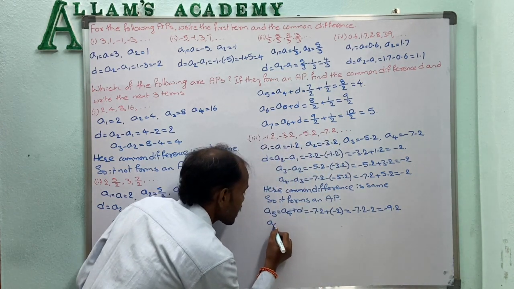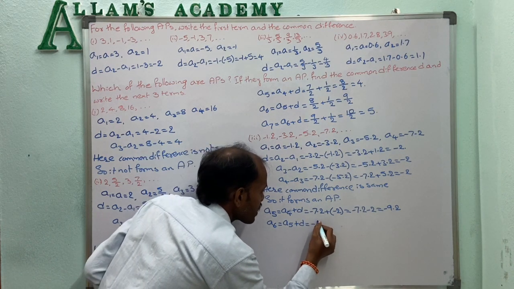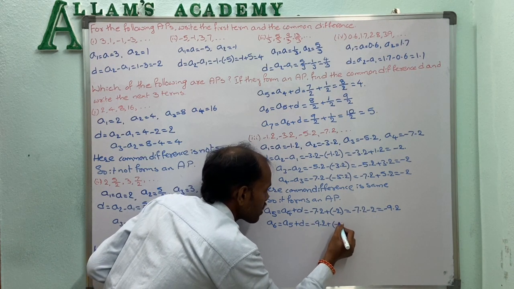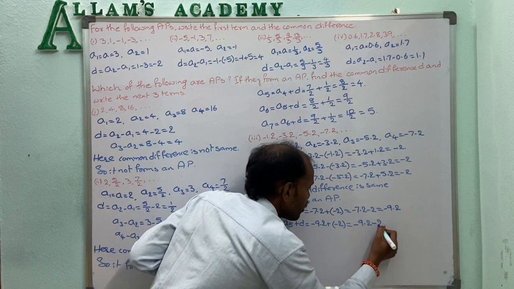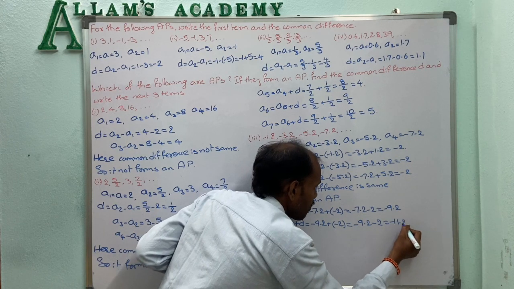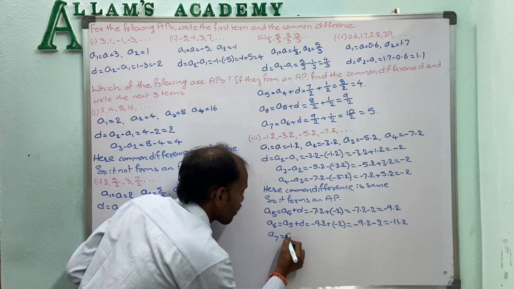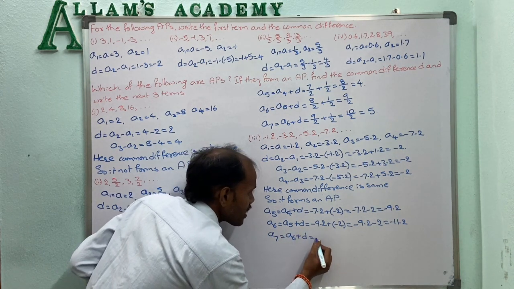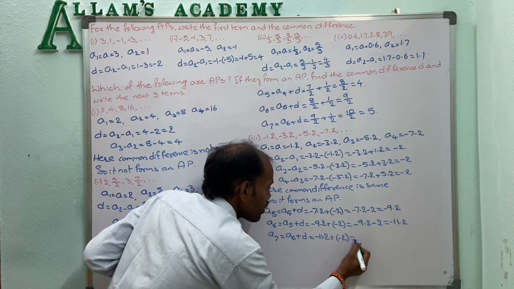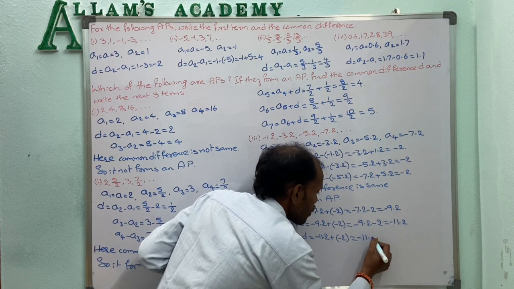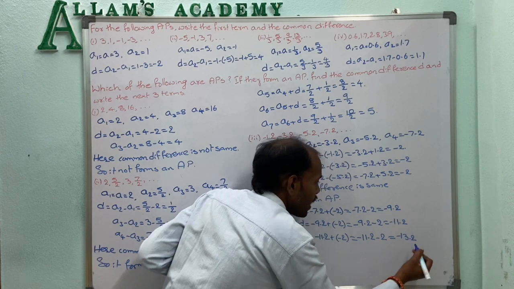Now the 6th term A6 is A5 plus D. A5 is minus 9.2 plus minus 2. Plus into minus is minus, so minus 9.2 minus 2 is minus 11.2. Now the 7th term A7 is equal to A6 plus D. The 6th term is minus 11.2 plus of minus 2. Plus into minus is minus, so minus 11.2 minus 2 is minus 13.2.